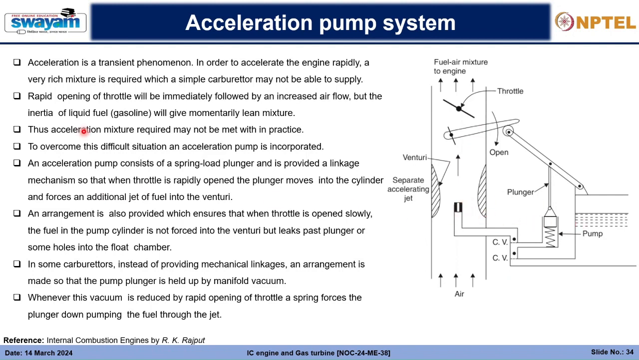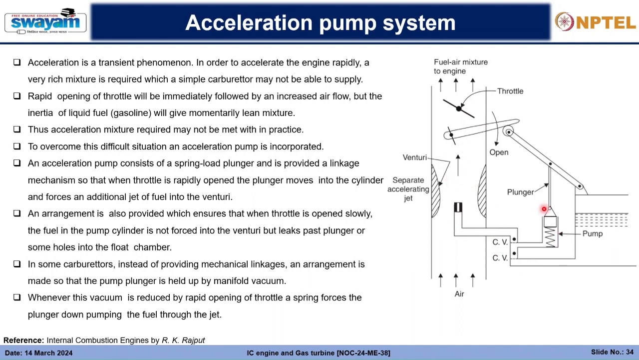So what happens is that when the throttle is suddenly opened, it senses the sudden operation of the throttle, and accordingly this lever is pushed down, and accordingly this plunger is pushed down. And if the motion is sudden, then this plunger will have a very high velocity when it is entering into the pump cylinder, and accordingly a high amount of fuel will be supplied to the carburetor channel.